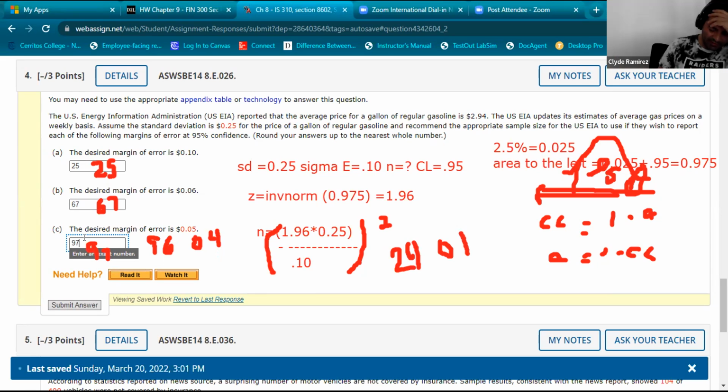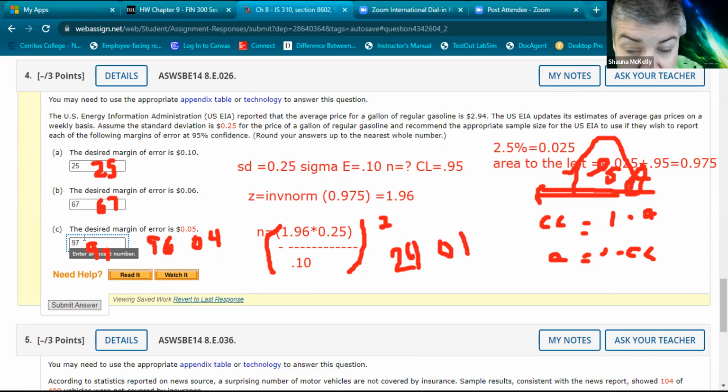Shauna, can I put parentheses around the whole thing and square it? Yes, you should. Do you need me to show you? No, I think I got it. Okay. I won't forget. Okay, let me check my answer.